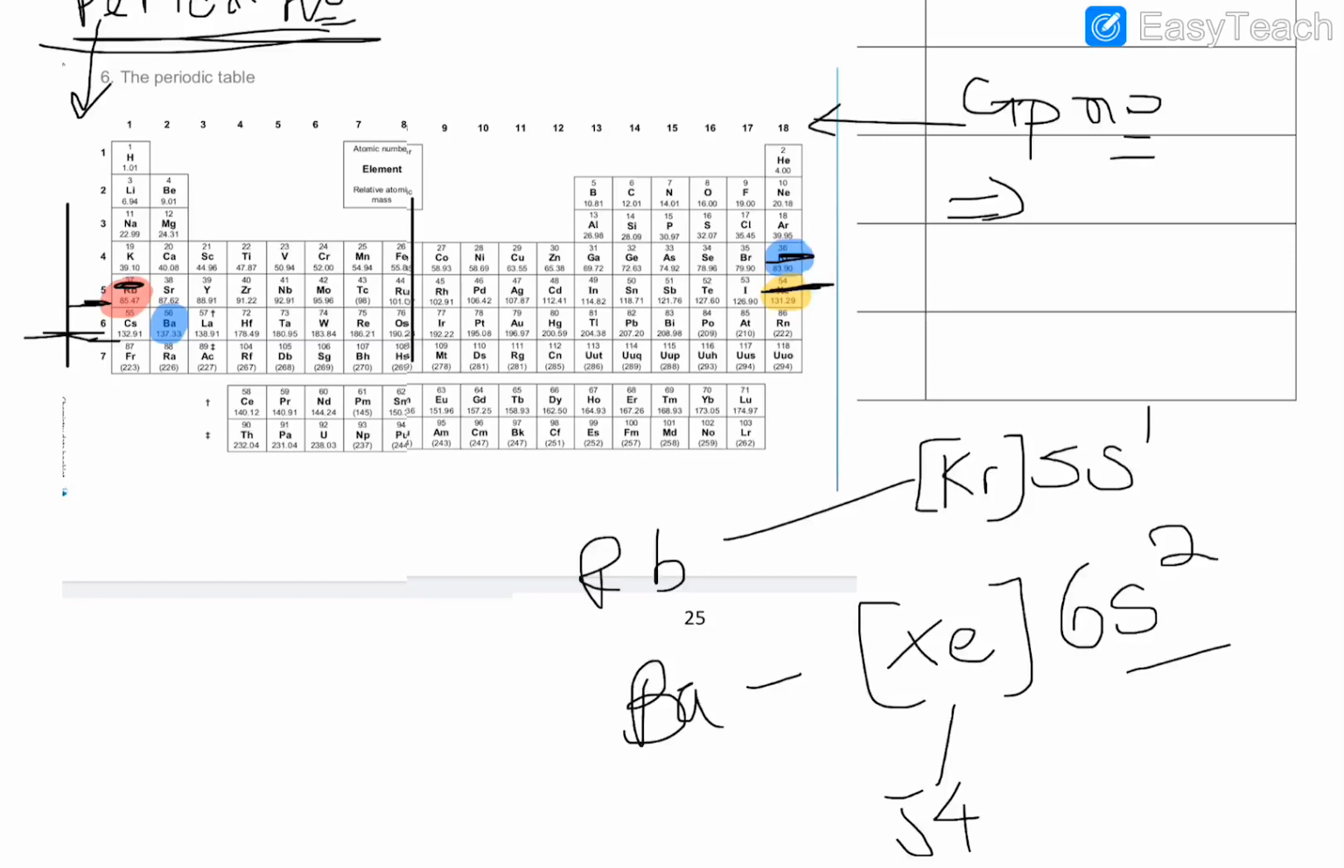Okay, so this is how you can use this kind of notation to write the electronic configuration of any element. We're going to see more details about this at the end of that unit. For now, that should be just fine.